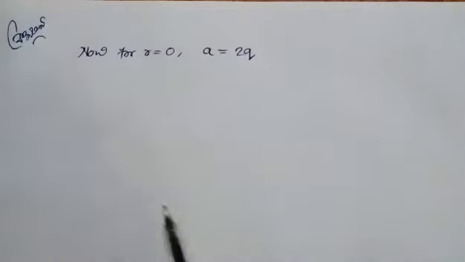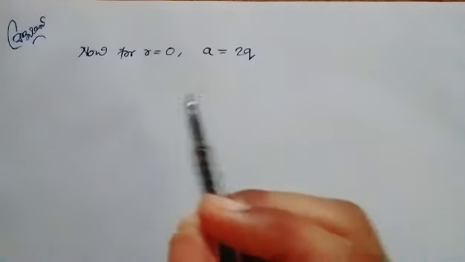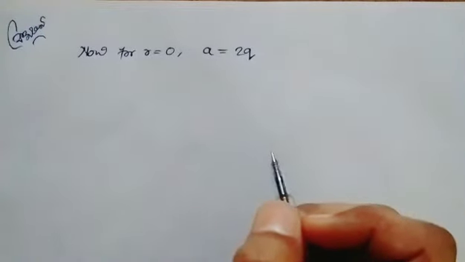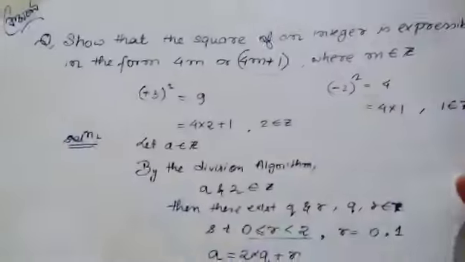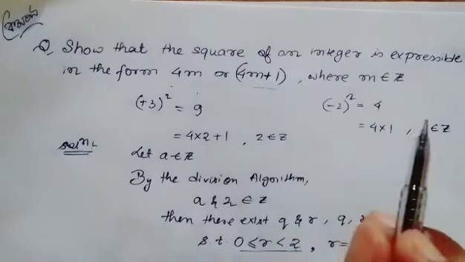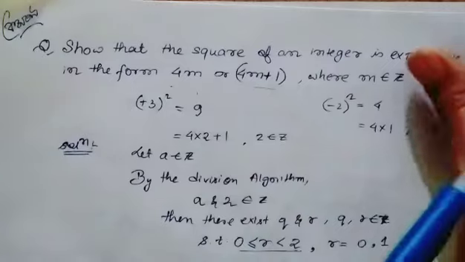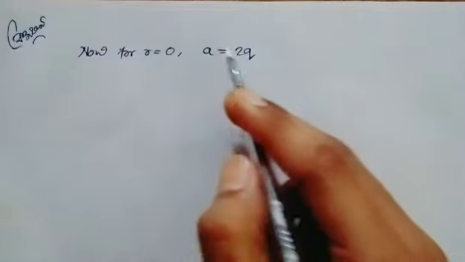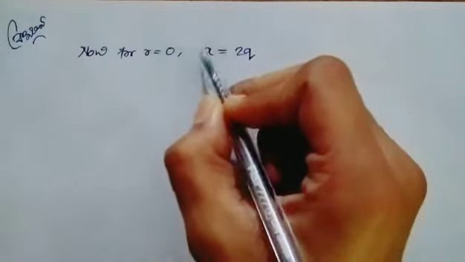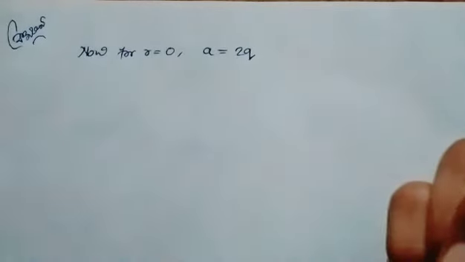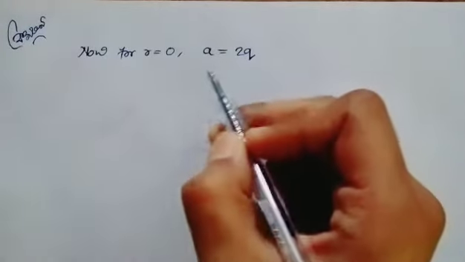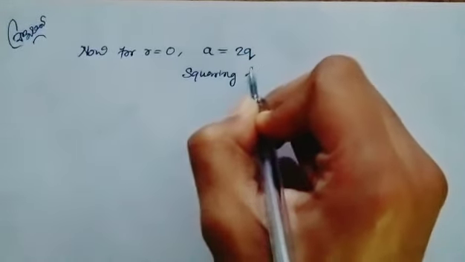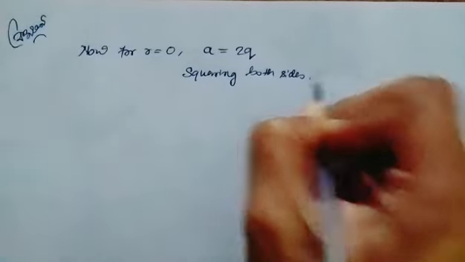So now, considering the value of r equal to 0, the expression for a was 2q, right? We were to prove that the square of any integer is expressible as 4m or 4m plus 1. At first we considered a to be an integer, and as per the question, we are to square this integer.